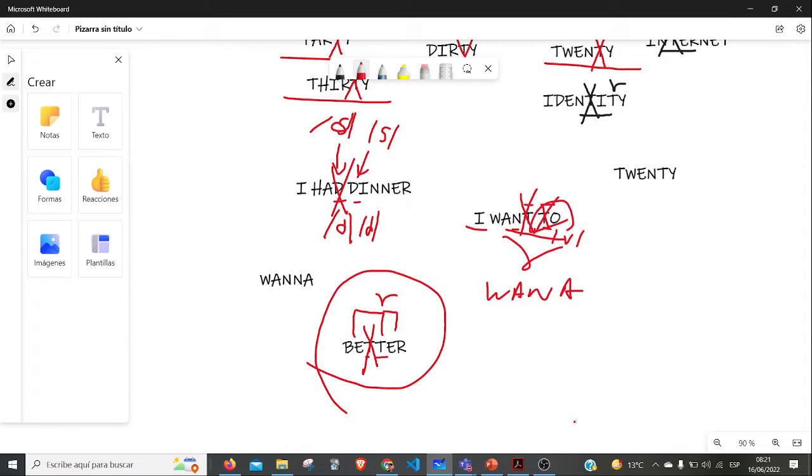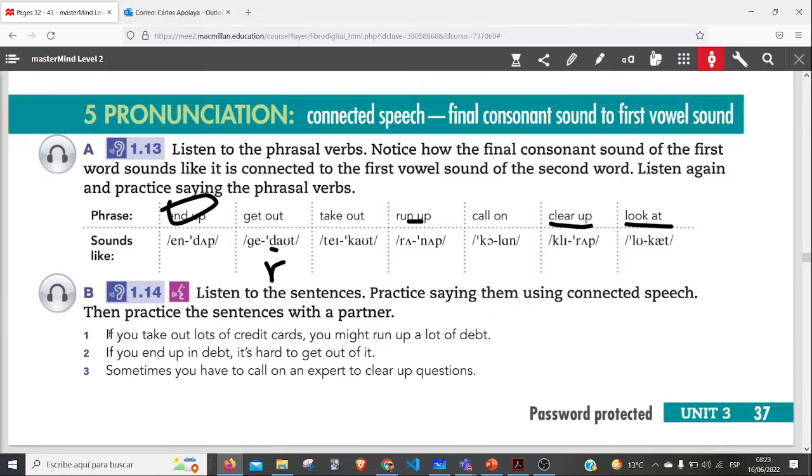Might run up a lot of debt. A lot of, a lot of, a lot of. Yes. So read the whole sentence. If you take out a lot of credit cards, you might run up a lot of debt.